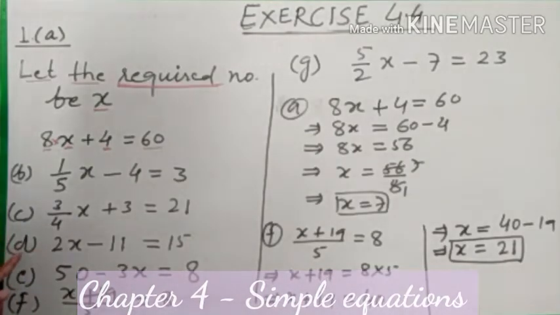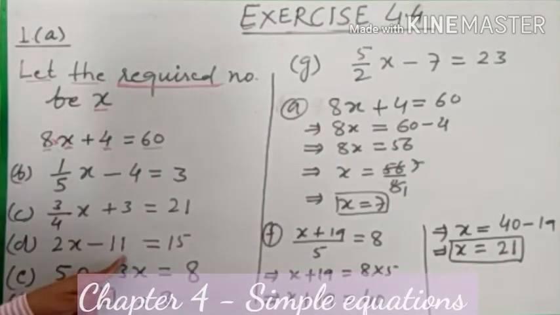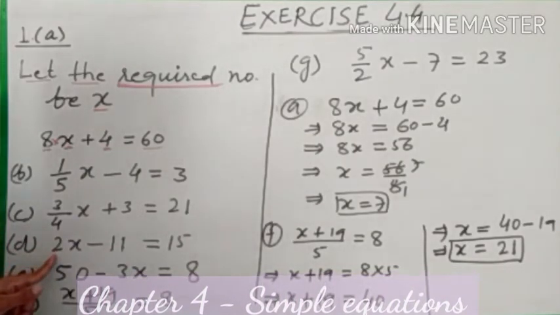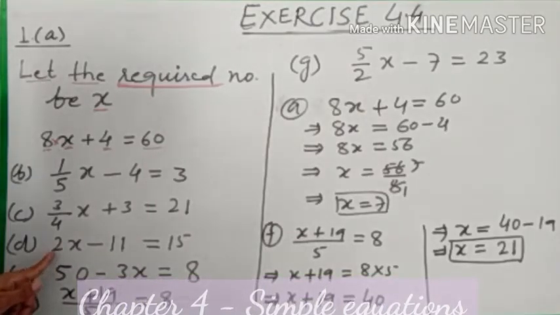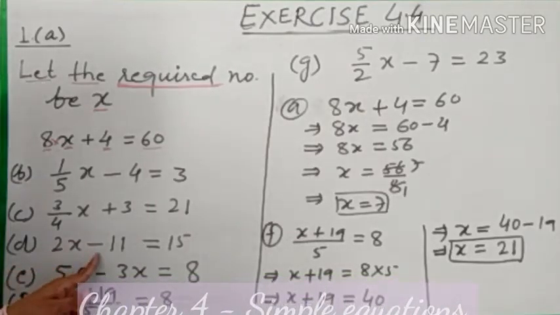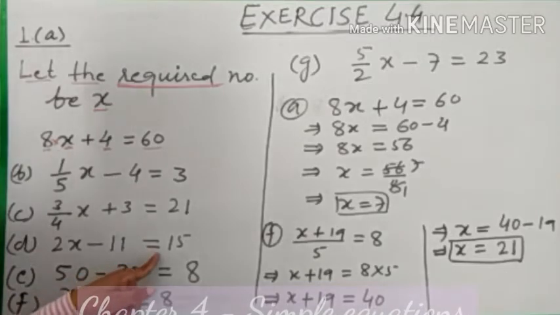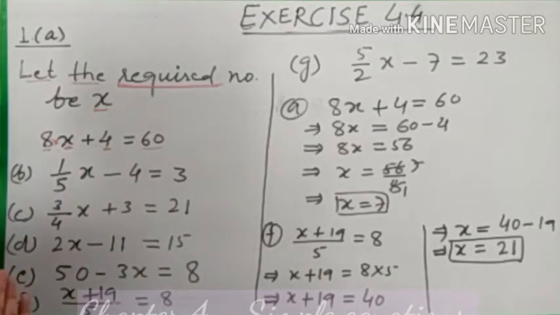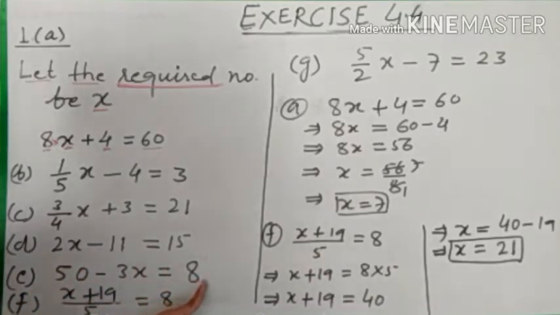Question number D. 11 subtracted from 2 times a number. 2 times a number, 2x minus 11 is equal to 50. You get 50. Okay. Question E. 3 times a number subtracted from 50 you get 8. So 50 minus 3x is equal to 8. And question F.